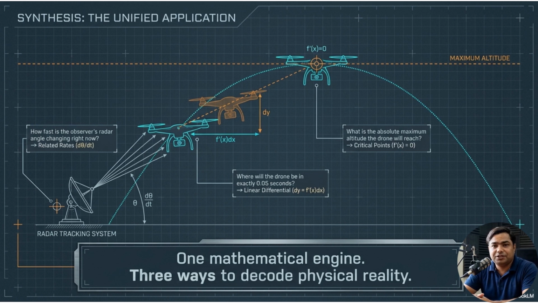First, we can ask a related rates question. How fast is the observer's radar angle changing right now? That uses the same idea as the rocket tracking example. We connect geometry with time and differentiate.